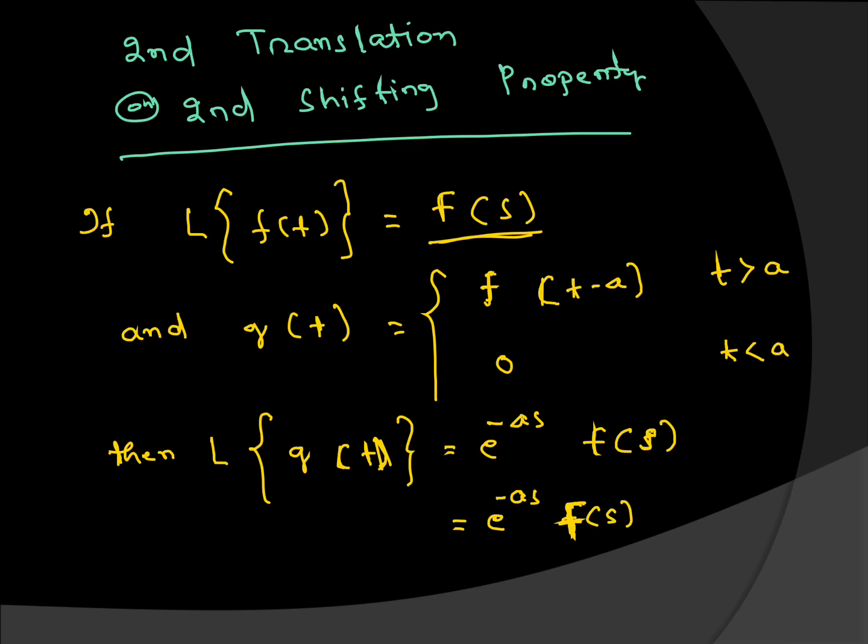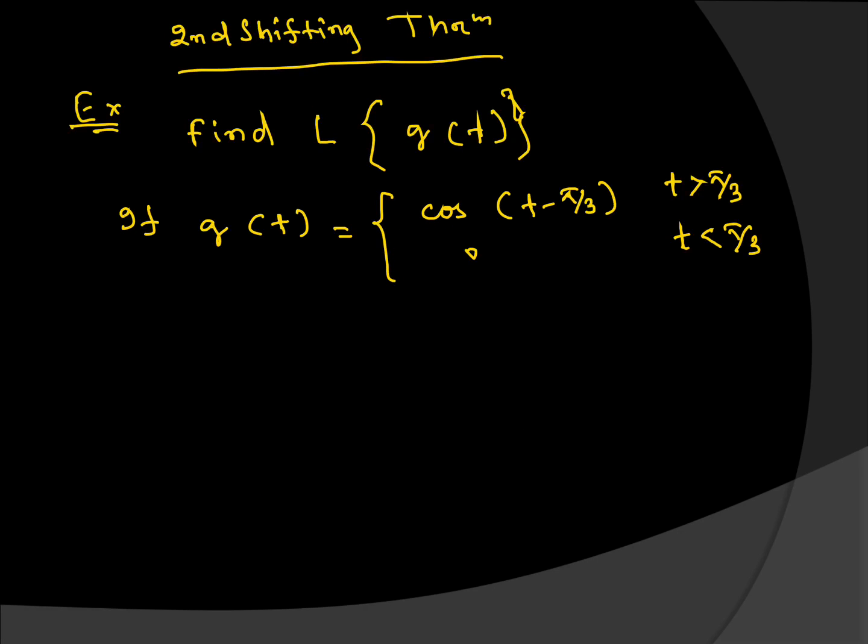In this example, find Laplace of g of t if g of t equals cos of (t minus pi by 3) when t is greater than pi by 3 and 0 when t is less than pi by 3. So in step 1, we first identify f of t, which is cos t. Then a is pi by 3, according to the second shifting theorem.